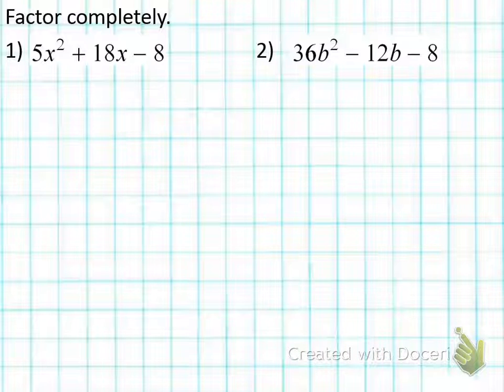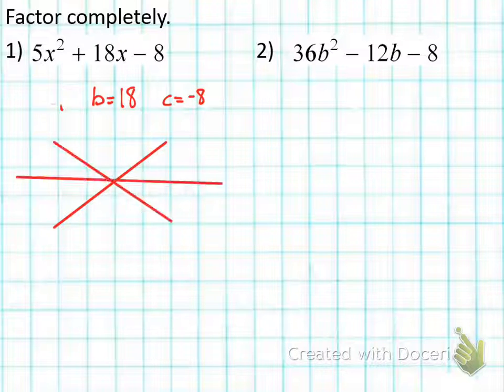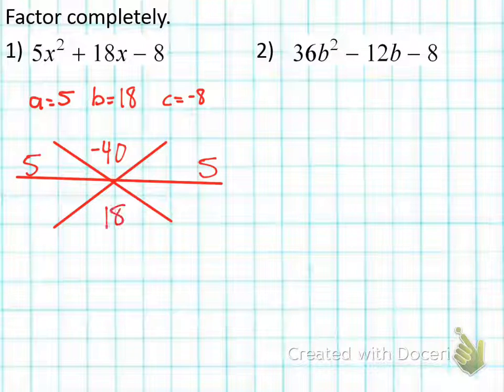What did I just do? Again, I figured out what my A, B, and C are, and my A was actually supposed to be 5. Sorry about that. Okay, so I wrote A and A, X box. A times C is negative 40, B is 18, so I'm figuring out what my factors are of negative 40 that add up to 18. So I am writing the whole list out.